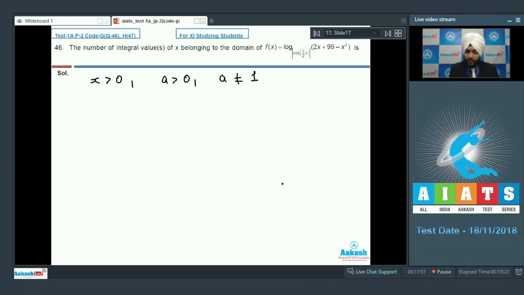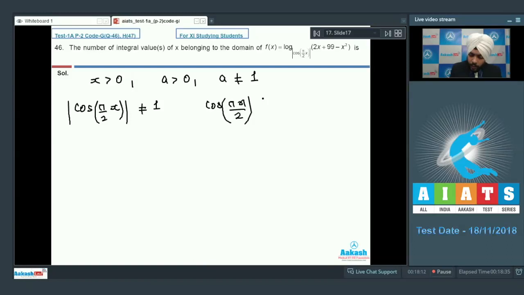So applying the condition of the base first, I can say that |cos(pi x by 2)| is not equal to 1. Also it has to be positive. So |cos(pi x by 2)| is not equal to 0, because it cannot be negative, it lies between 0 to 1. So it can neither be 0 nor be 1. |cos(pi x by 2)| not equal to 1, cos(pi x by 2) not equal to plus minus 1. That means pi x by 2 not equal to n pi, where n is an integer.